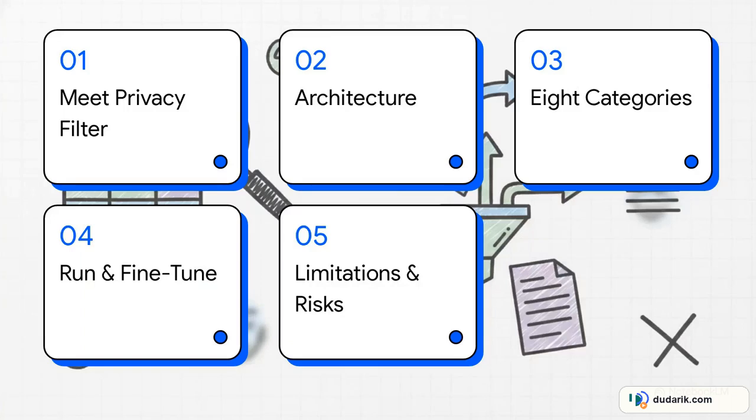So, here is our agenda for the explainer. 1. Meet the privacy filter. 2. Under-the-hood architecture. 3. 8 detection categories. 4. Running and fine-tuning. And 5. Limitations and risks. Let's jump right in.